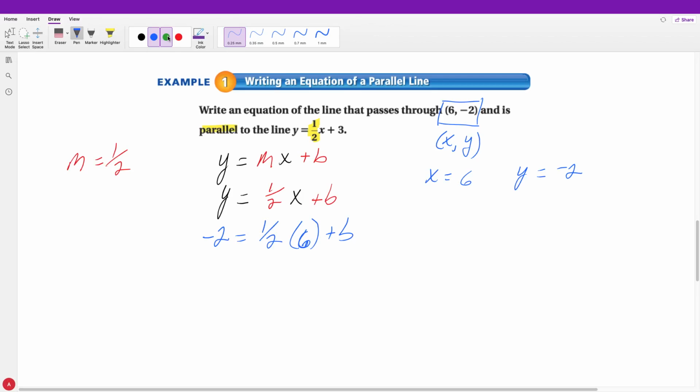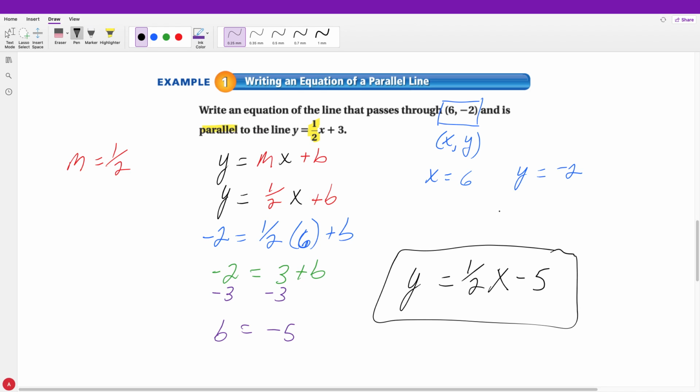And now that we're down to one variable, one unknown, we can go ahead and solve. Well, 1/2 of 6 is 3, so -2 is equal to 3 plus b. And I'm going to go ahead and subtract 3 from both sides to isolate my b, which is then equal to -5. So then my equation is y is equal to 1/2 x minus 5. So this equation is parallel to the given line here and will pass through the point of 6, -2.